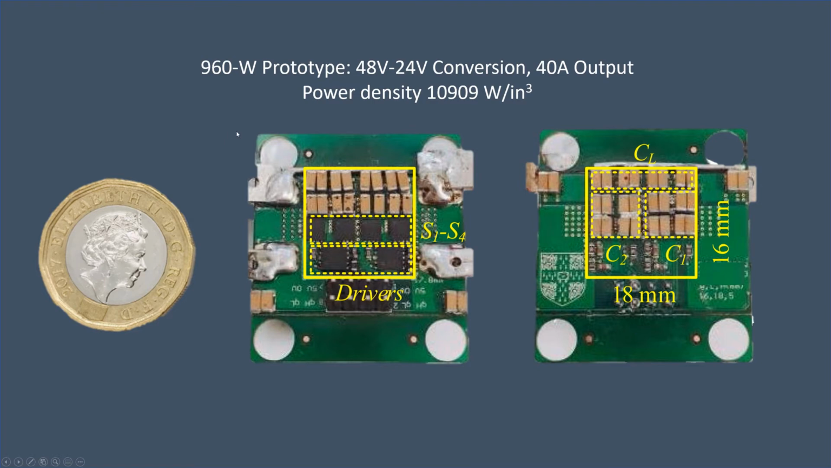The input is 48 volts and located at right hand side, and the output is 24 volts and located at left hand side. We have 4 switches, S1, S2, S3, and S4, and we have 2 drivers to drive these 4 switches. We have many capacitors to form the C1, C2, and CL to form the voltage divider and the filter. As we can see, our converter is smaller than the 1 pound coin, but it can handle almost 1 kilowatt. This SAC converter demonstrates that our circuit can sharply improve the power density.